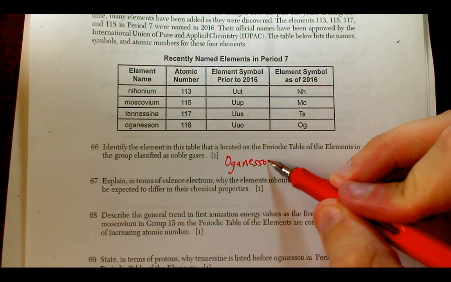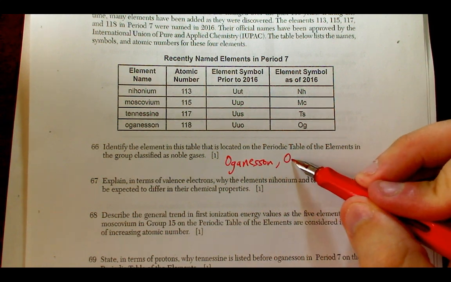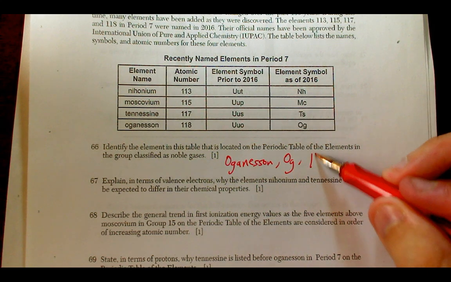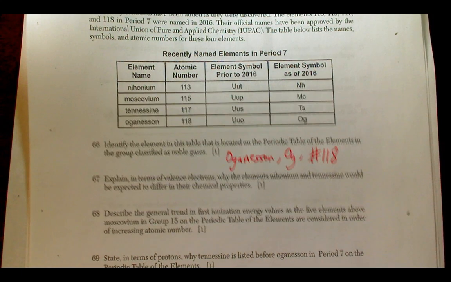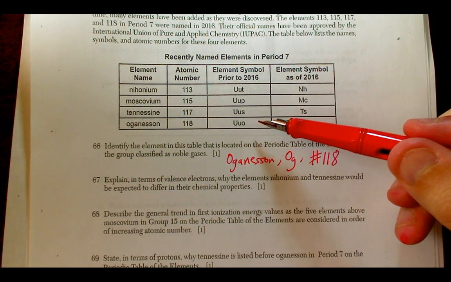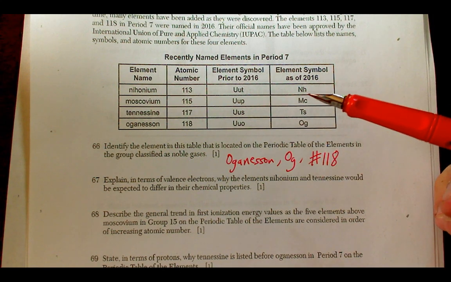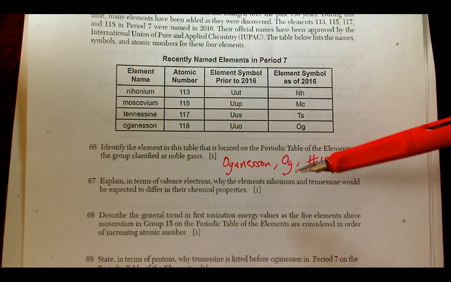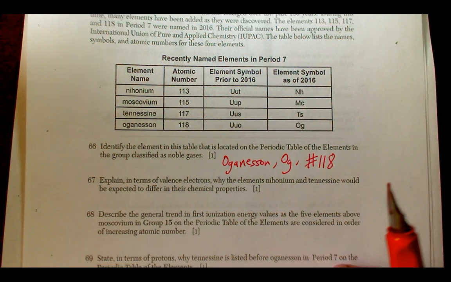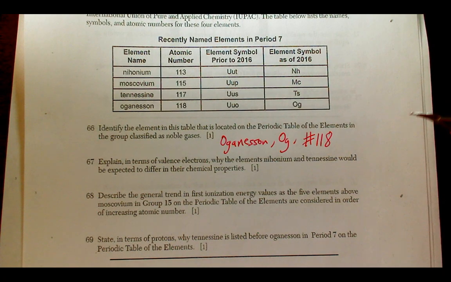I have no idea where the name comes from. Its symbol is Og. You could write it's number 118, whatever. I would take any one of those things. Do not write Uuo, that's the old symbol, but maybe we would debate in the room whether that's a good enough answer. I would say not to. Just write the real name. It says which one. So you now know what it's called. Call it that.